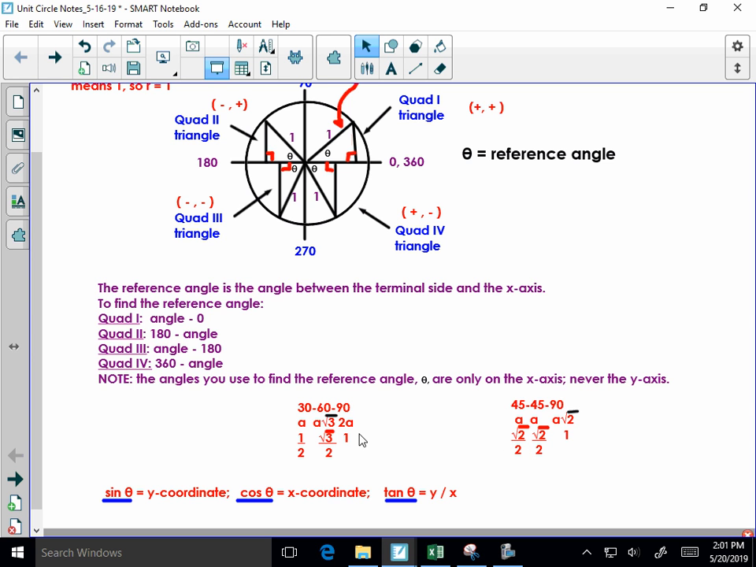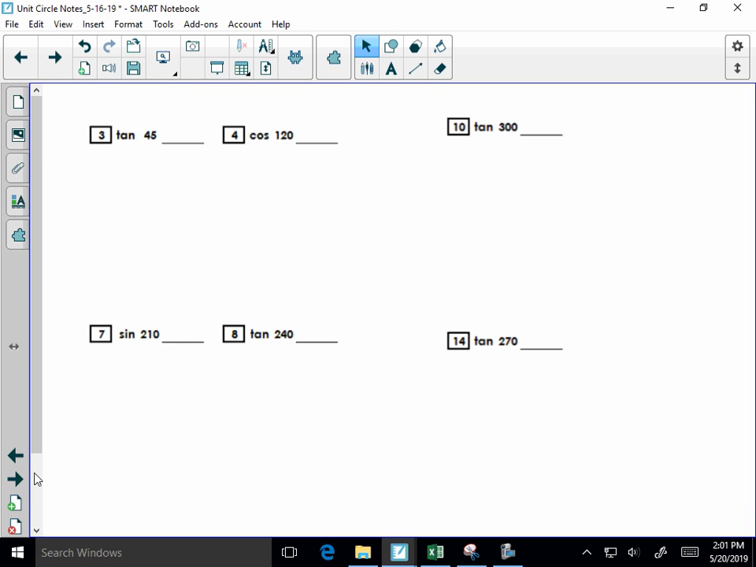All right, so now let's go ahead. Even though you have this written down, I'm not going to explain this until we look at some examples here. So let's go ahead and look at some examples on the next page.